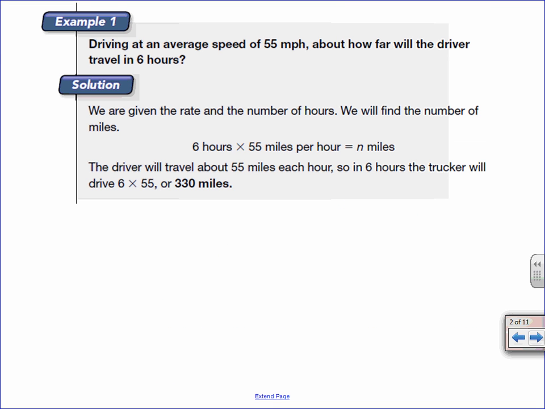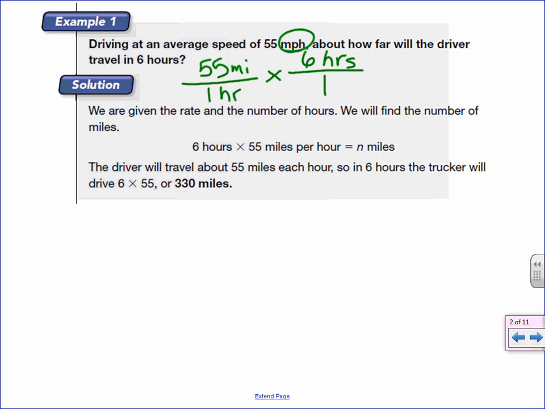So the first one is an example like we just talked about. Driving at an average speed of 55 miles per hour, about how far will the driver travel in 6 hours? So I like to write this in the way that we did with the unit conversions. So I would take 55 and I would write miles per hour as miles per 1 hour. Okay, so I would actually write that out as the division problem. And then how far would they travel in 6 hours? Well, then I'm going to take times 6 hours.